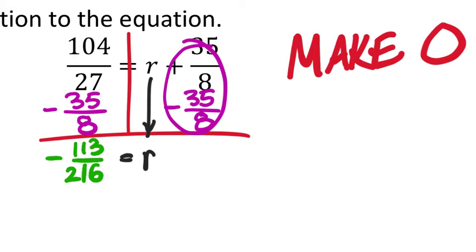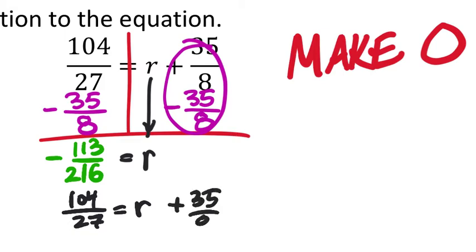So on my calculator, I'm going to check this, because the original equation, 104/27, was supposed to equal the r value, but plus 35/8, right? But right now we think that the r value is -113/216. So all I'm going to do here is just check to see if this is true. So there's my question mark. -113/216 plus, there's the fraction button, 35/8, enter, and I got 124/7. That shows that this would then be a true statement. And I can go up here and box that in as my solution.